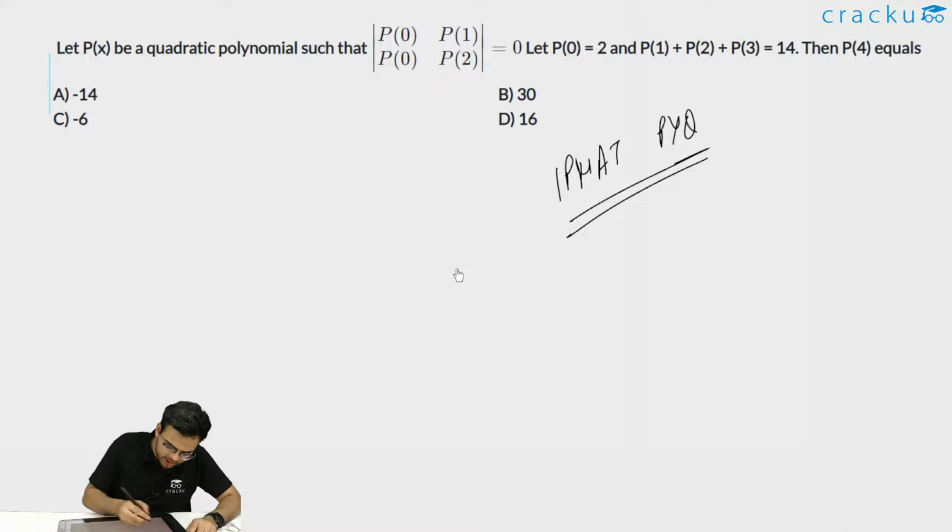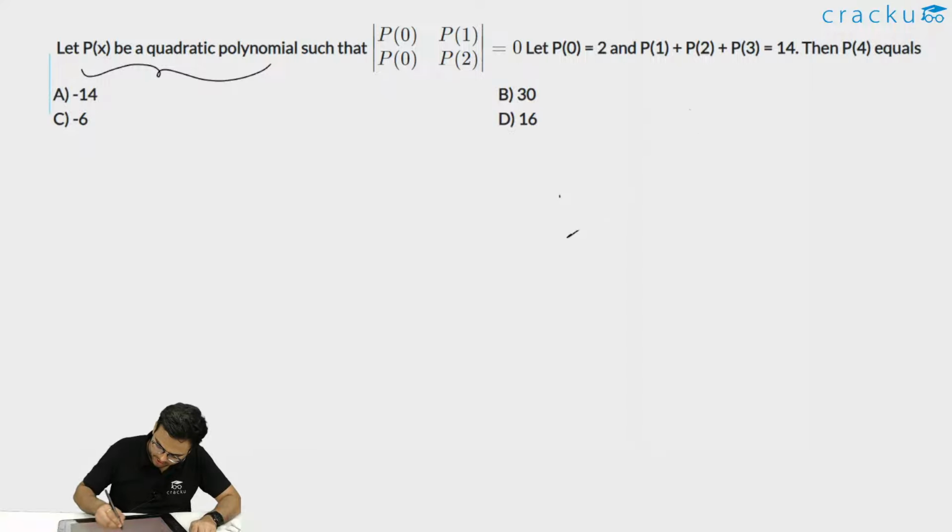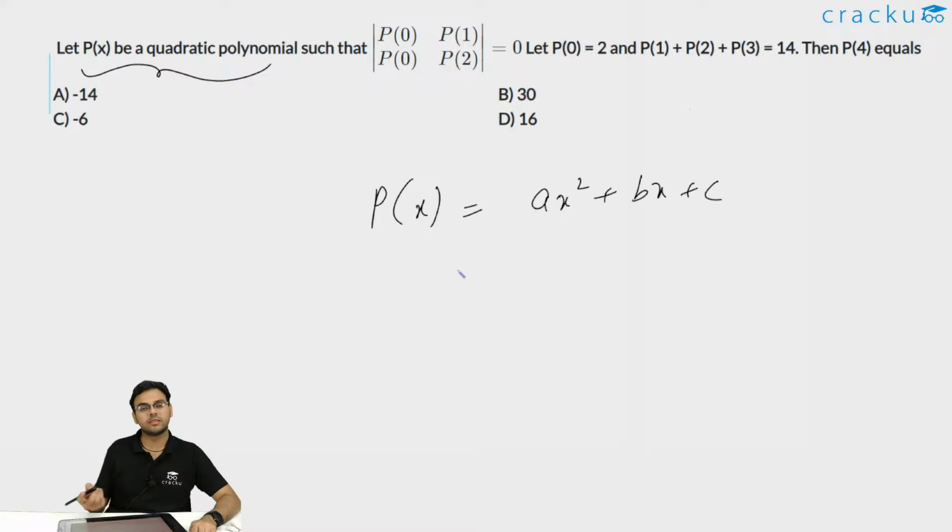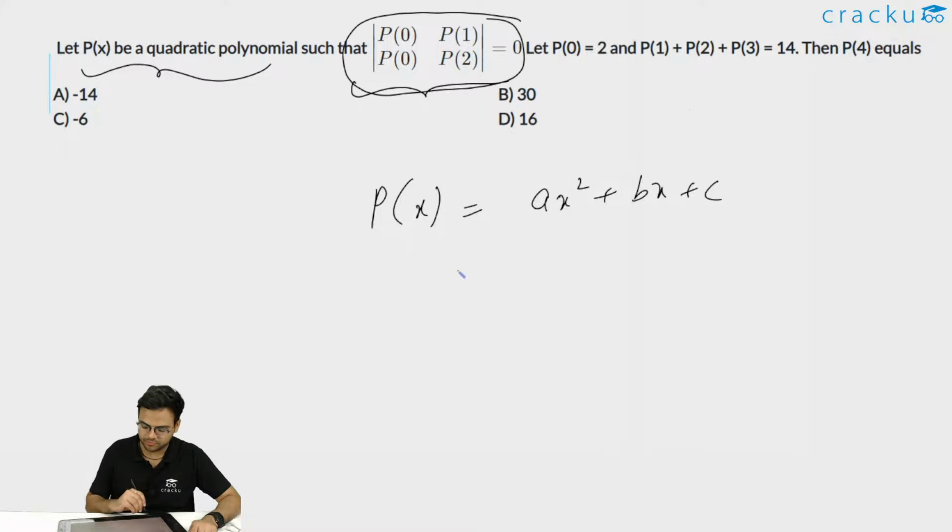Let P(x) be a quadratic polynomial. Whenever you read this, first of all just write what exactly is P(x). P(x) is a quadratic polynomial. Directly write it: P(x) is equal to ax² + bx + c. So this is a quadratic polynomial, such that the determinant of this matrix, that is P(0), P(1), P(0) and P(2), is equal to 0. So the determinant is given as 0.